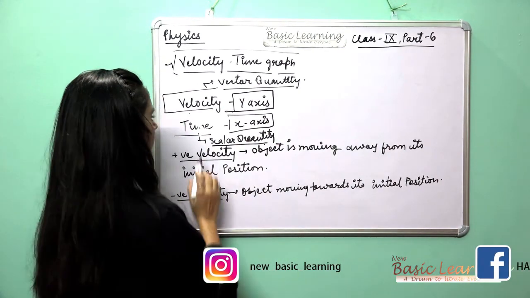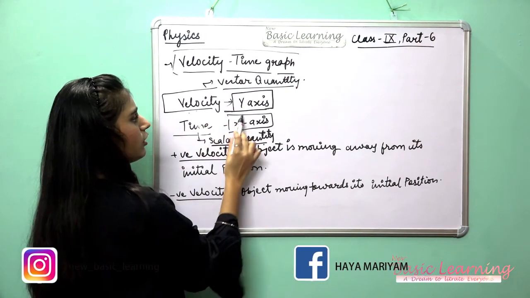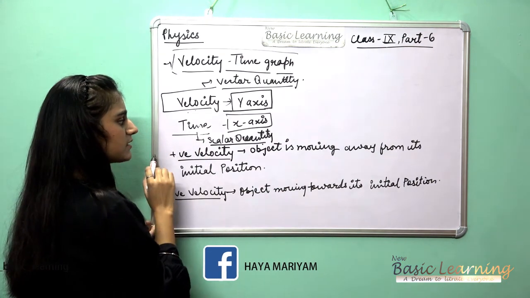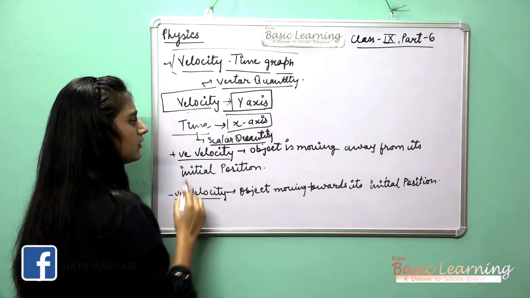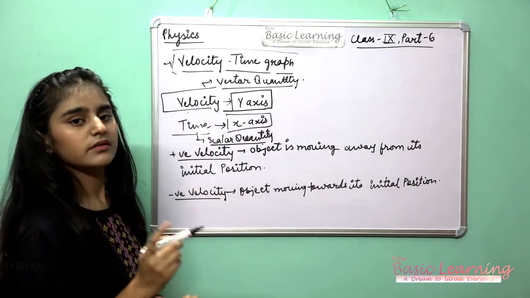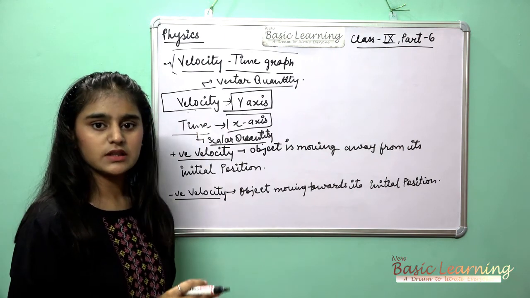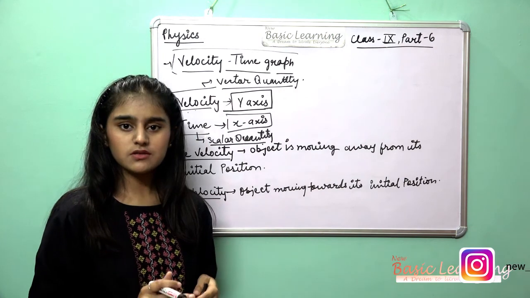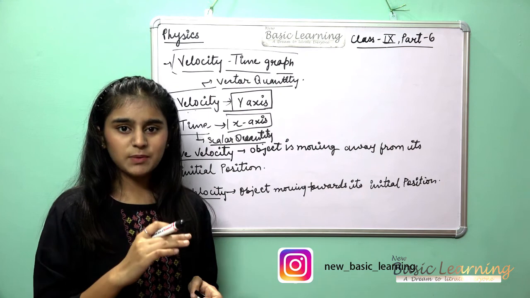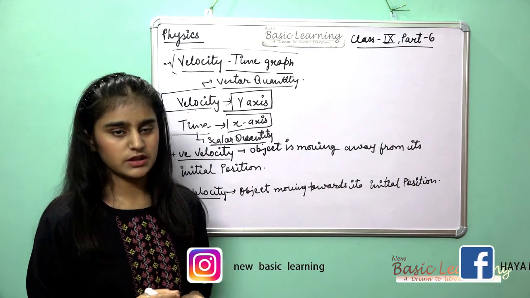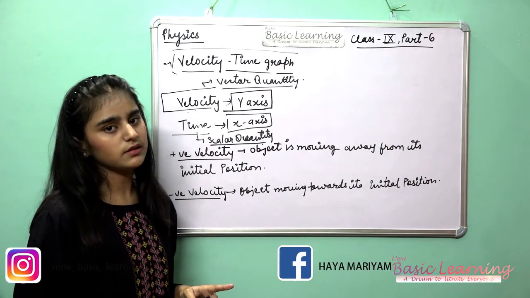I repeat once again, velocity is a vector quantity, so we always plot the velocity on the y-axis, and since time is a scalar quantity, we always plot the time on the x-axis. So we know what velocity is. Velocity is the rate of change of displacement per unit time. So if we see the formula, displacement by time provides velocity. So velocity can be positive also, negative also, and zero also.